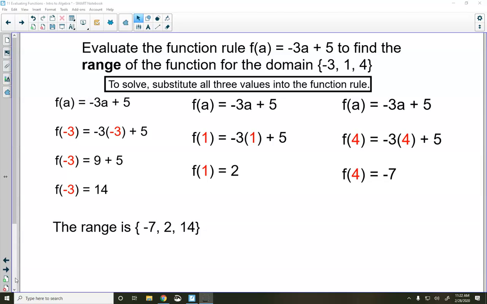We have the domain of negative 3, 1, and 4. That means we're going to have to solve when negative 3 is a, we're going to have to solve when 1 is a, and we're going to have to solve when 4 is a. So there's really three problems in one.